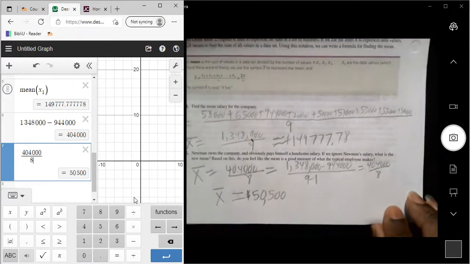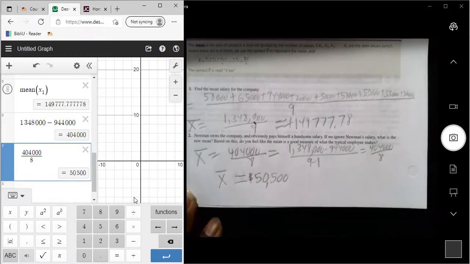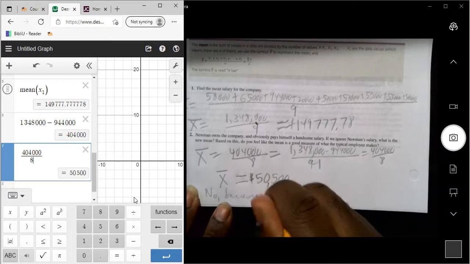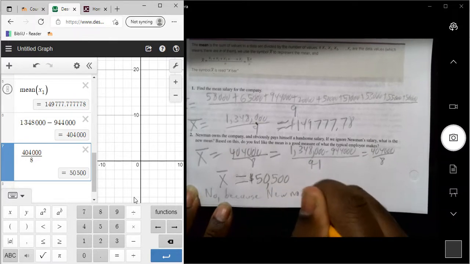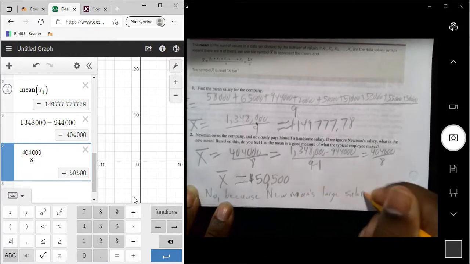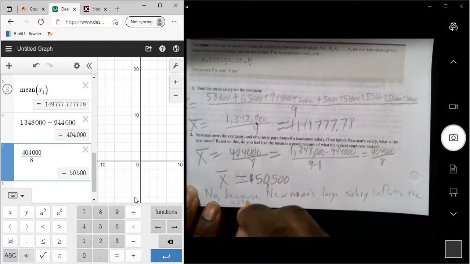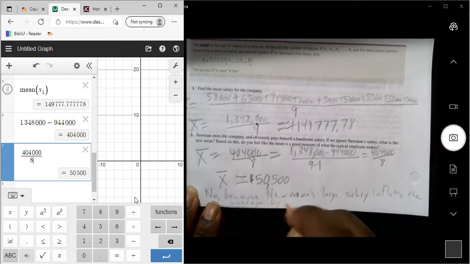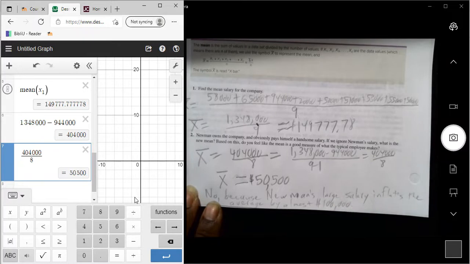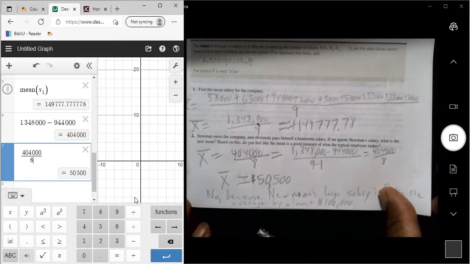Okay, and then it also asks us, based on this, do you feel like the mean is a good measure of what the typical employee makes? And I would say no, because Newman's large salary inflates the average by almost $100,000. Now that is a big inflation.